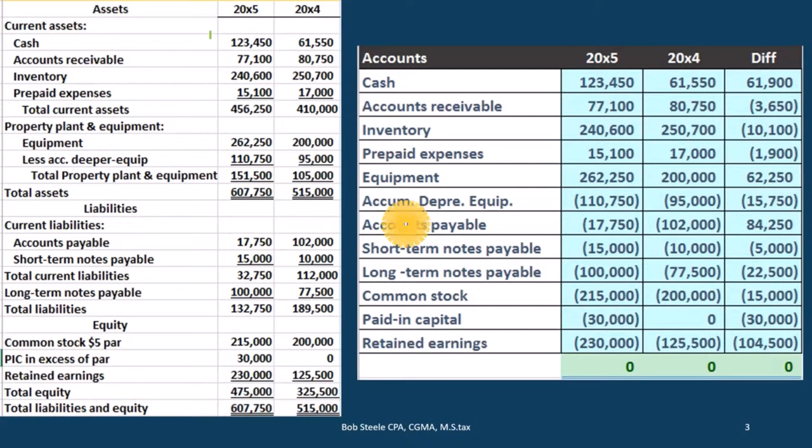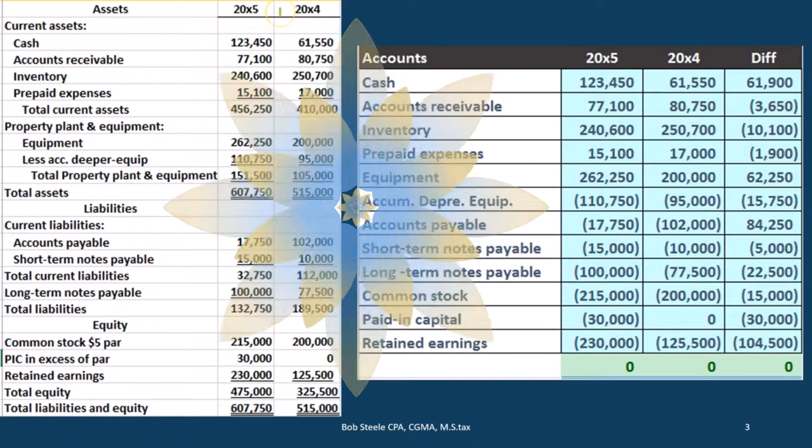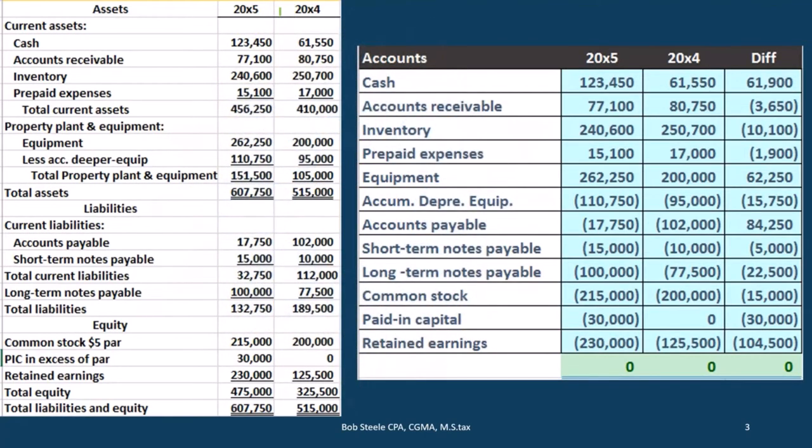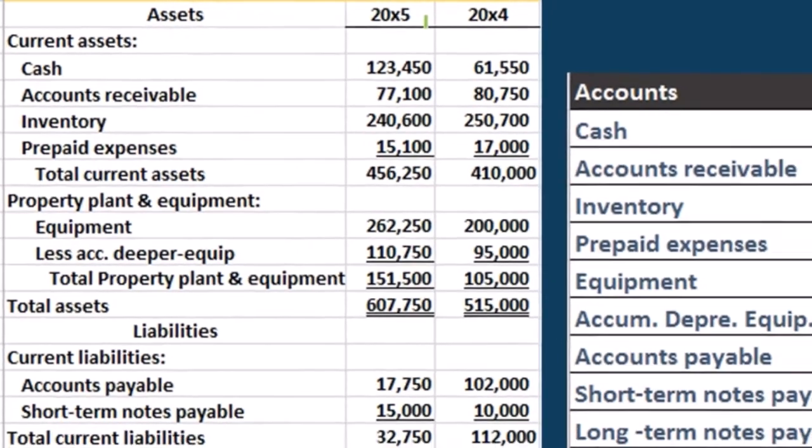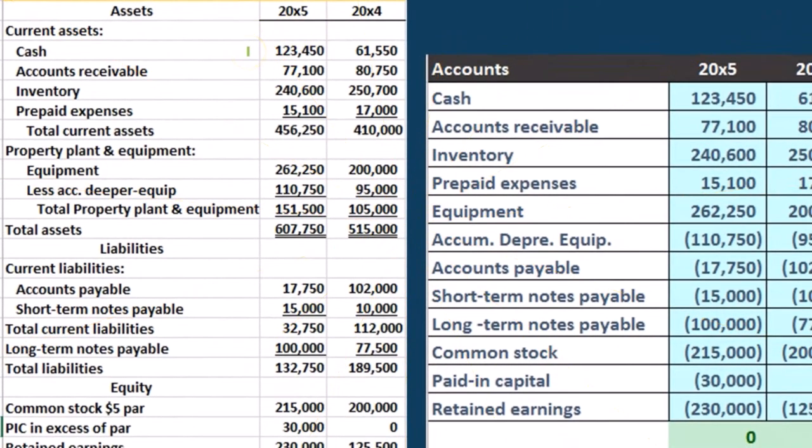So the reason we'll do that is because we have a balance sheet. We'll be using the beginning point in time, which is the same as the end of the prior period, in this case the end of last year, 20x4, and we will take the current balance sheet amount, so we have a comparative balance sheet here as of 20x5 in this case, and we will then look at the difference. The difference will be the change.